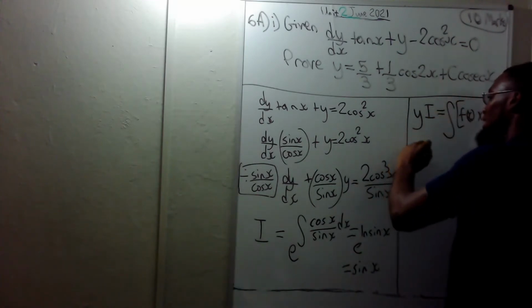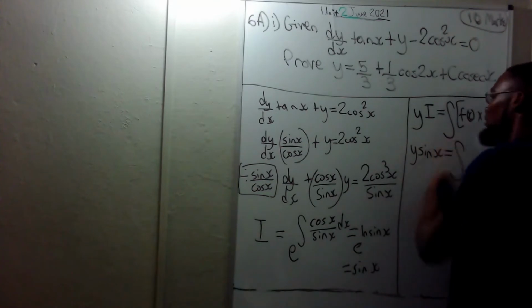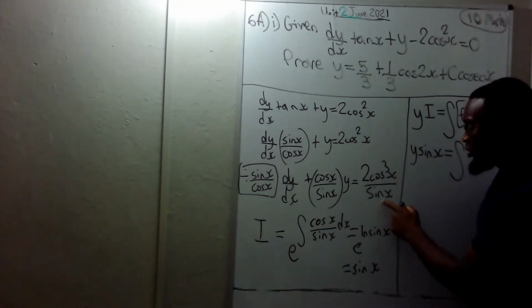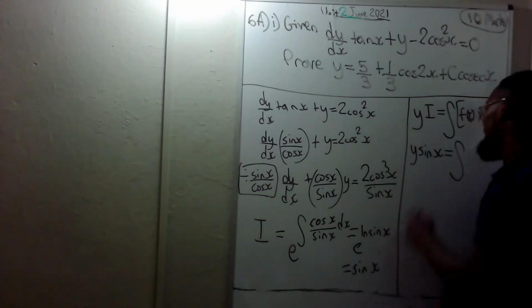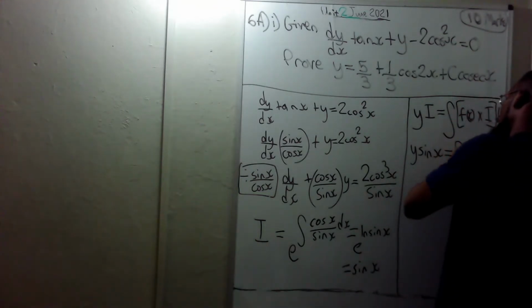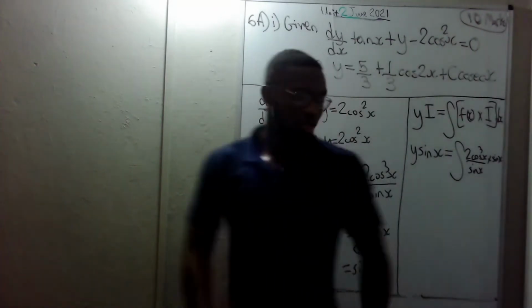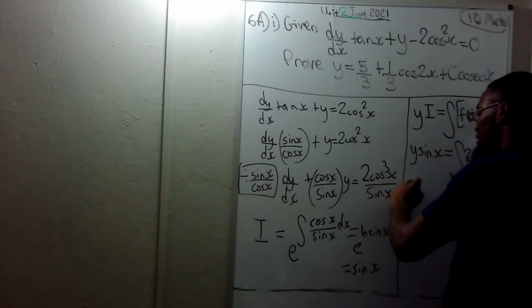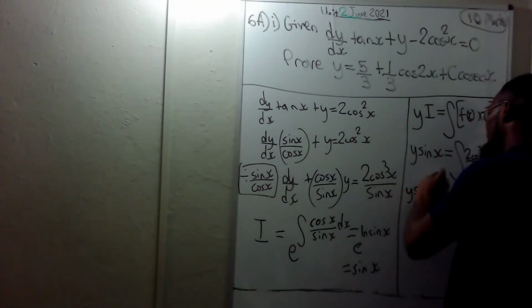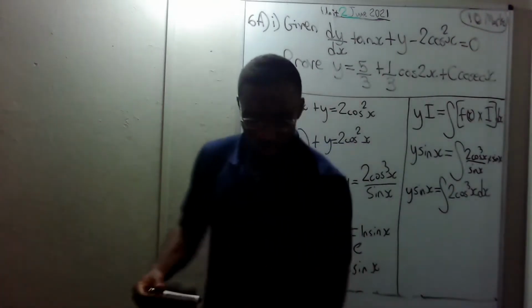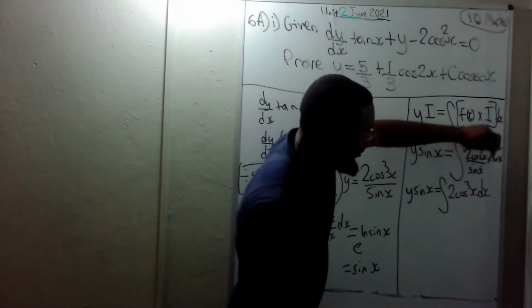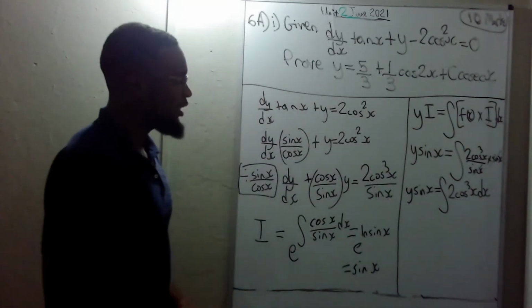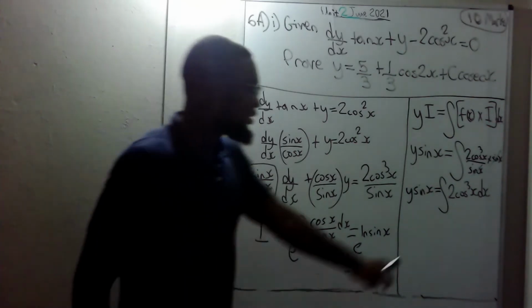So therefore, the general solution, we know, is y times the integrating factor equal to the integral of the function of x times the integrating factor dx. So this becomes y sine x is equal to the integral of 2 cos cube x over sine x times sine x. Now sine x times sine x cancel each other. And so what we get is y sine x is equal to the integral of 2 cos cube x dx.